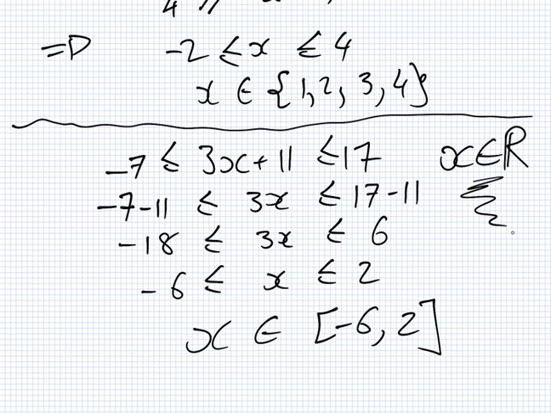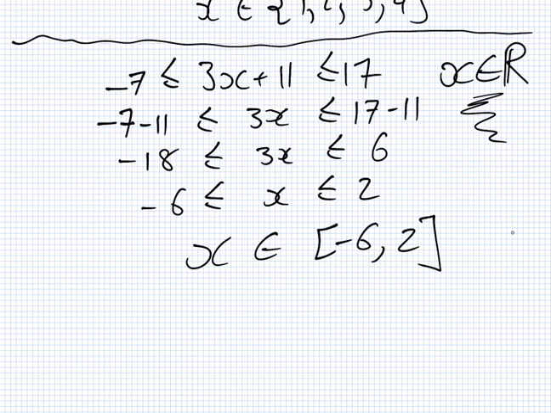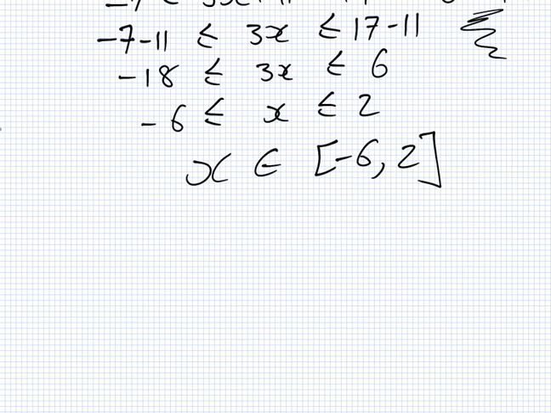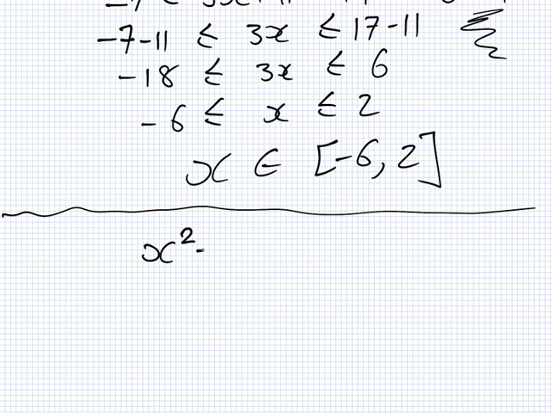Okay, so far we've looked at linear inequalities. Next we'll look at quadratic inequalities. So what about something like x squared minus 3x plus 2 greater than or equal to 0? How do we do this?